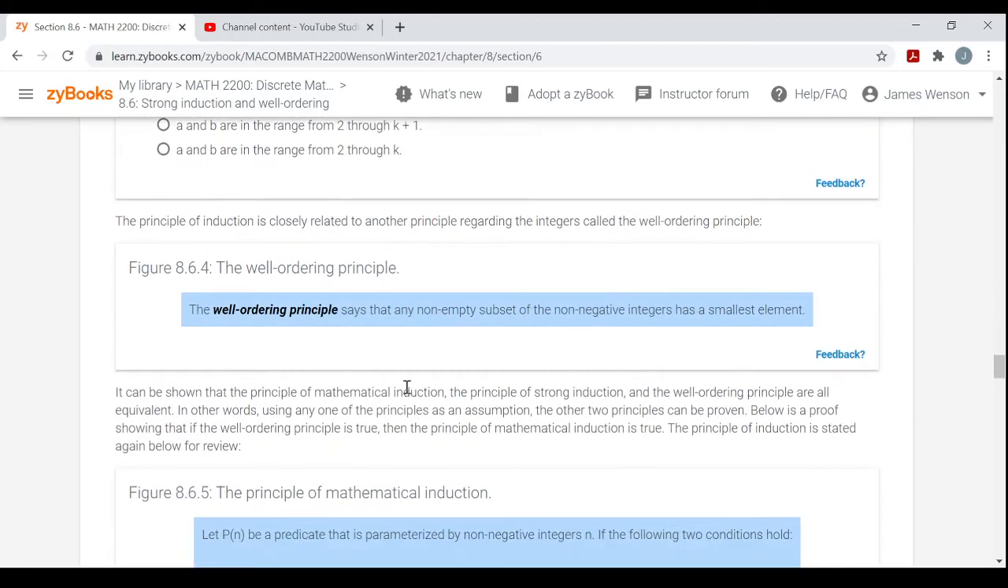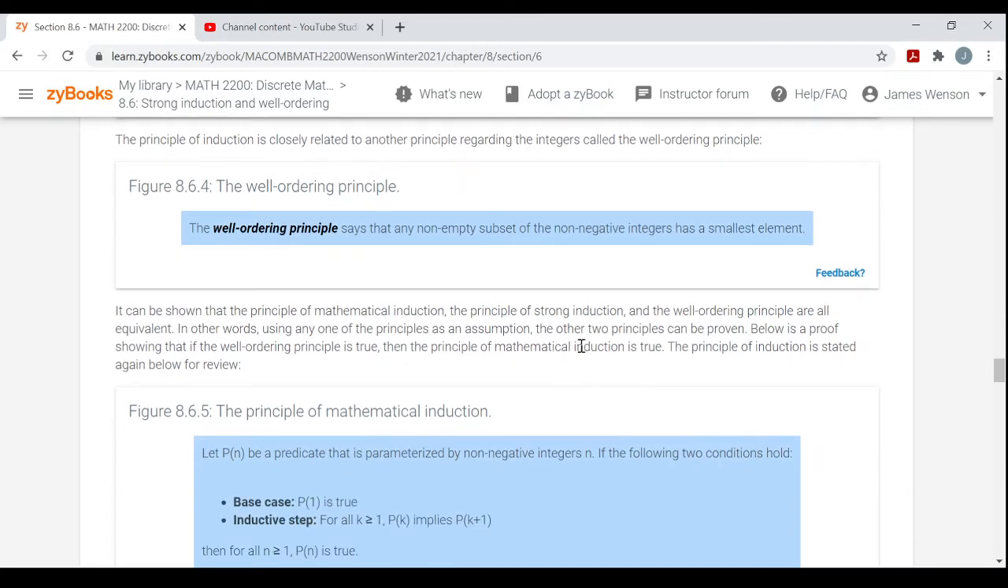All right. Then you have the other major concept in this section, the well ordering principle. It's a simple concept. It's about positive integers or non-negative integers. The well ordering principle says that any non-empty subset of the non-negative integers has a smallest integer. So if you look at the non-negative integers, that's 0 and greater, take any non-empty subset of that set. It's going to have a smallest integer in it. There will be some smallest element.